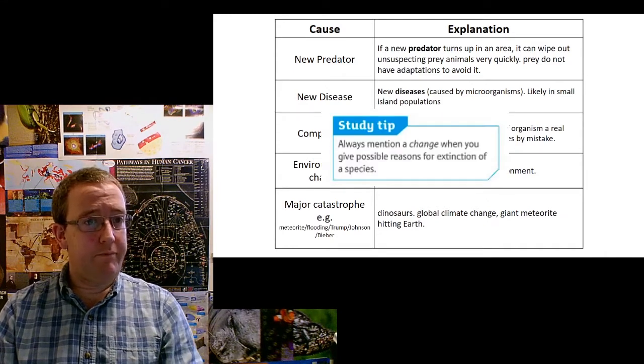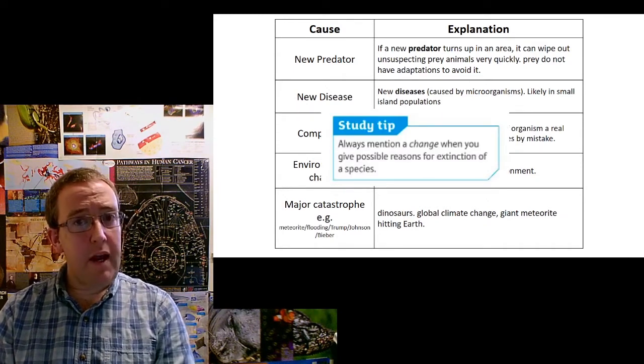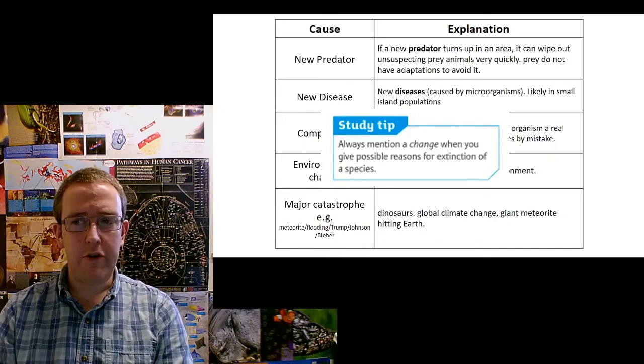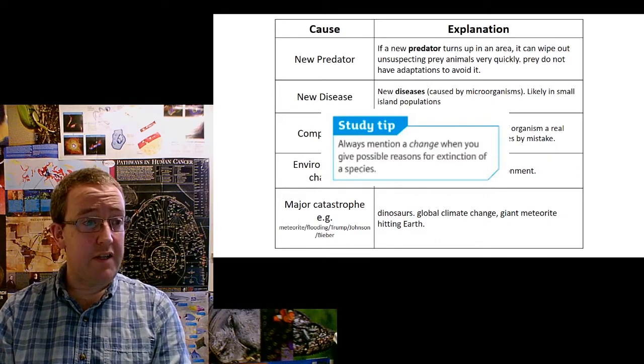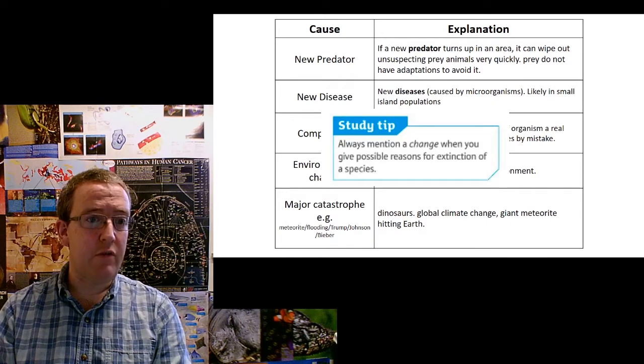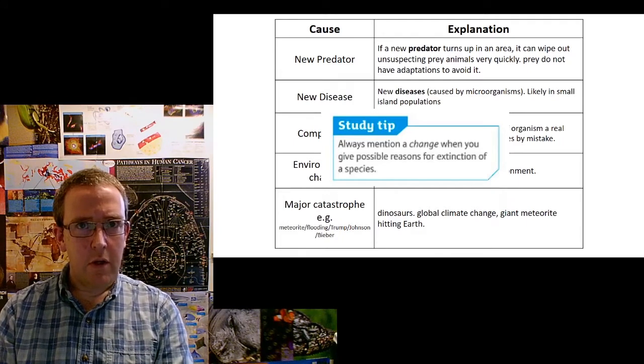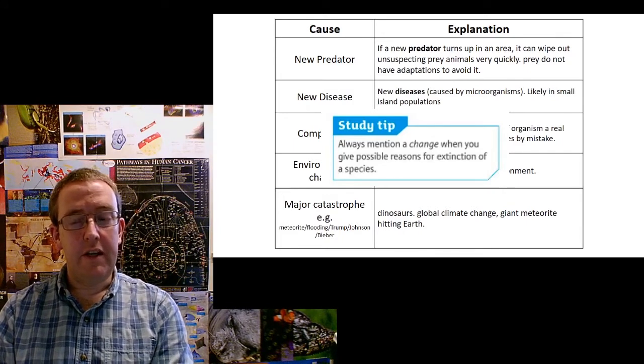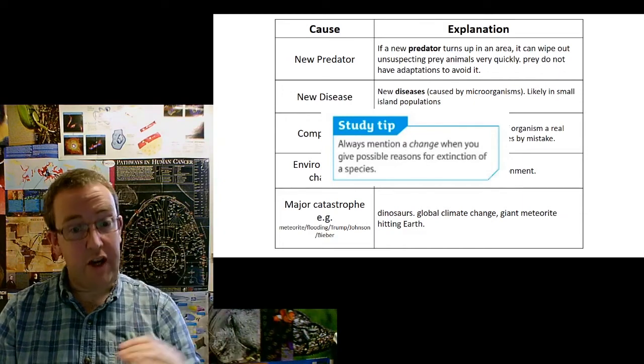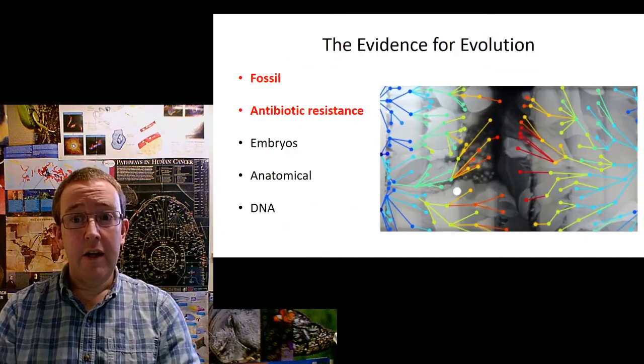Okay, moving on. All right, nice study tip here for you. If you are asked a question on why an animal goes extinct, it's usually a good idea to talk about something changing. If you just say the environment, well, what about the environment? It's about the environment changing. That's the point.